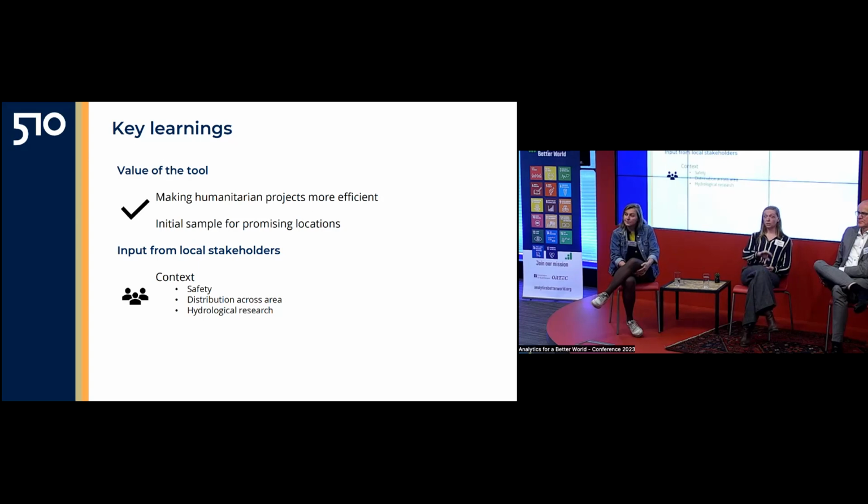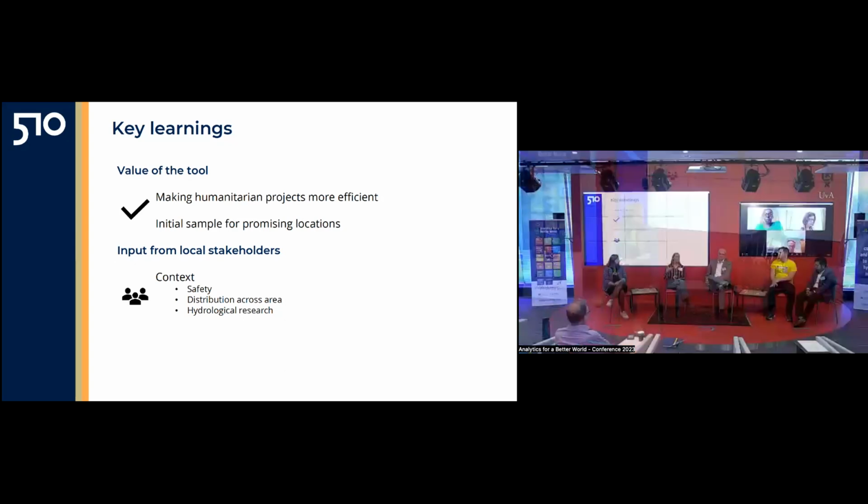Also, the distribution across the area for new boreholes matters. For example, if a borehole was already drilled the year before in a certain community, then the Sudanese Red Crescent might want to shift focus to another community first. And of course, it's also very important to take into account hydrological research, whether it's actually feasible to drill those boreholes. So I think these are the main takeaways that I wanted to mention.